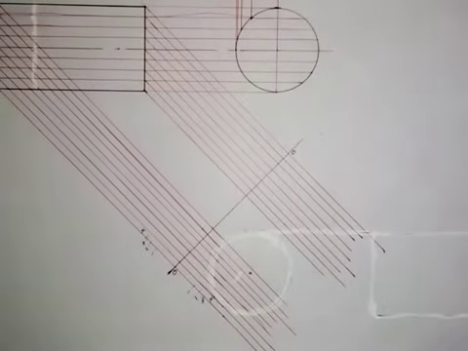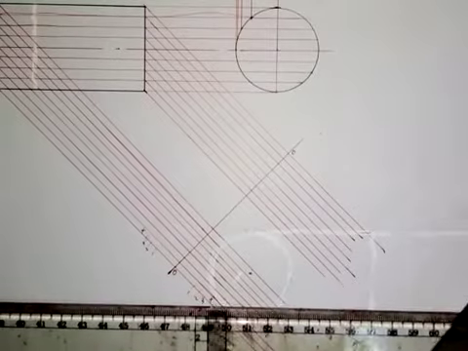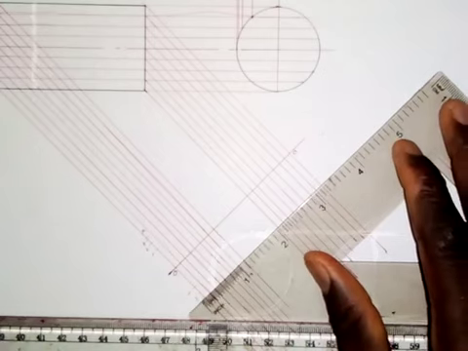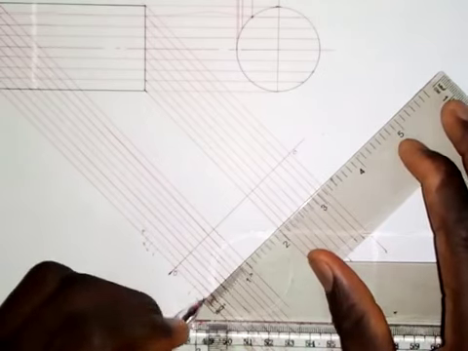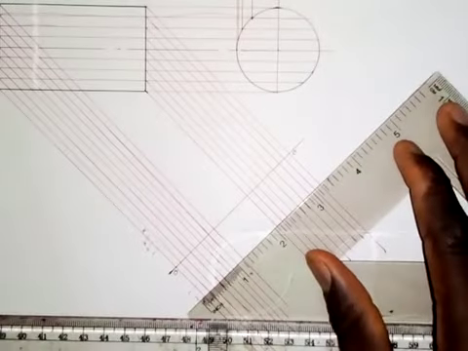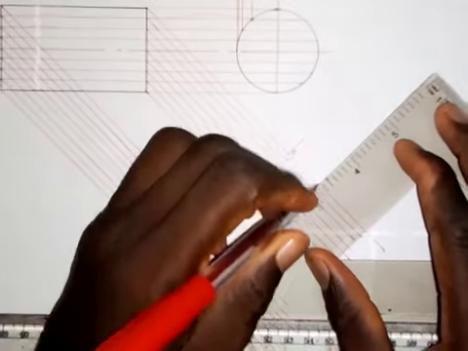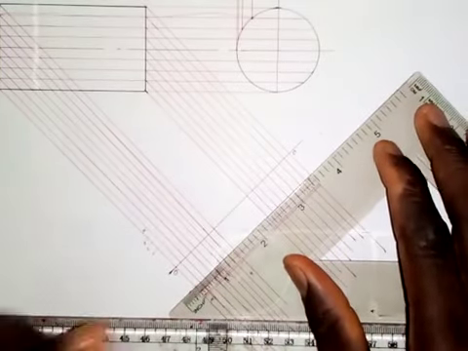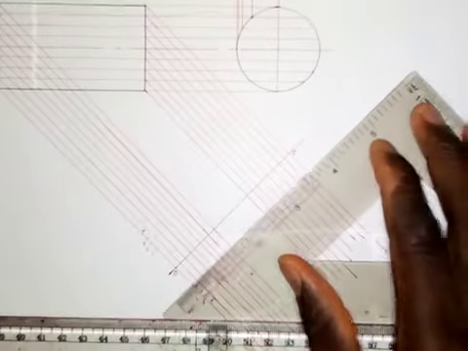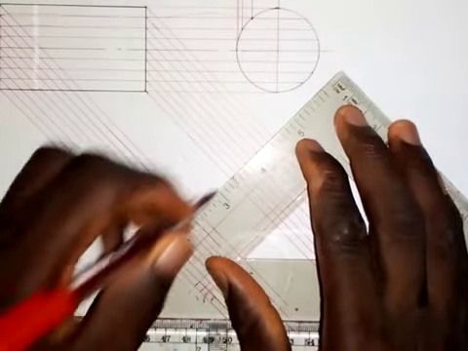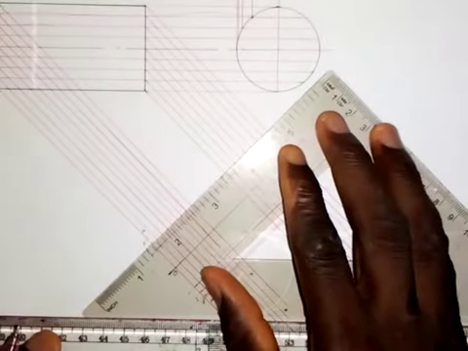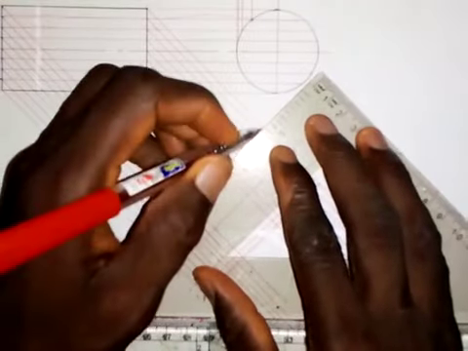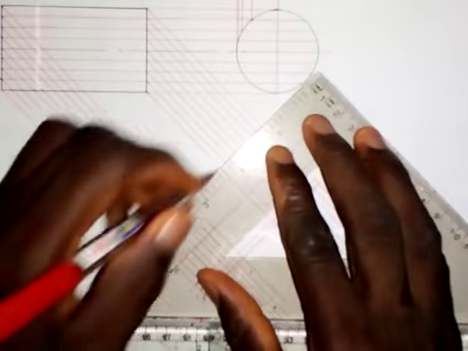Okay, so all these points we need to transfer them to the other side. So with my 45 degree set square, I will transfer this point to the other side. So draw a line like this. So for 3, I will draw a line like this, and for 2, we draw a line like this, and for 1, we draw a line. Also come here. So for 1 we draw, for 2 we draw a line, for 3 we draw a line, and for 4 we draw a line.